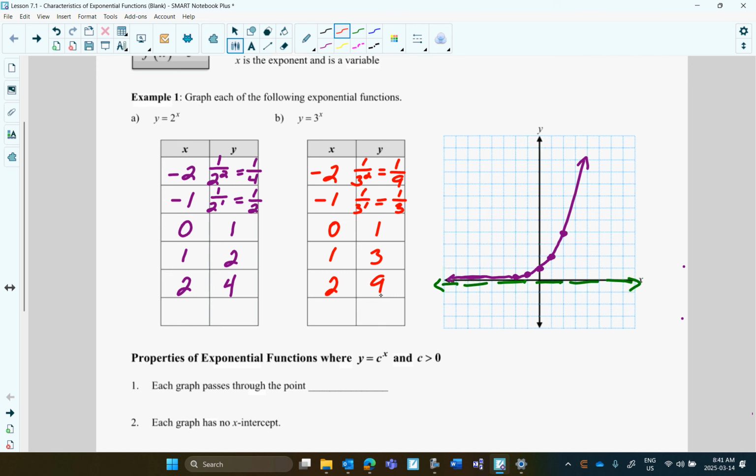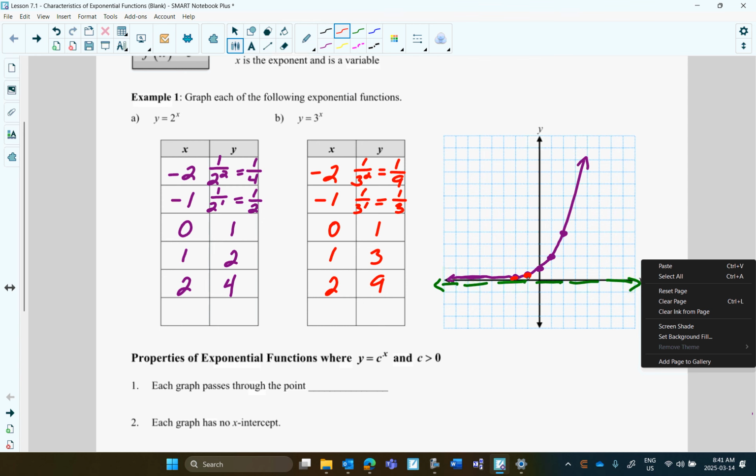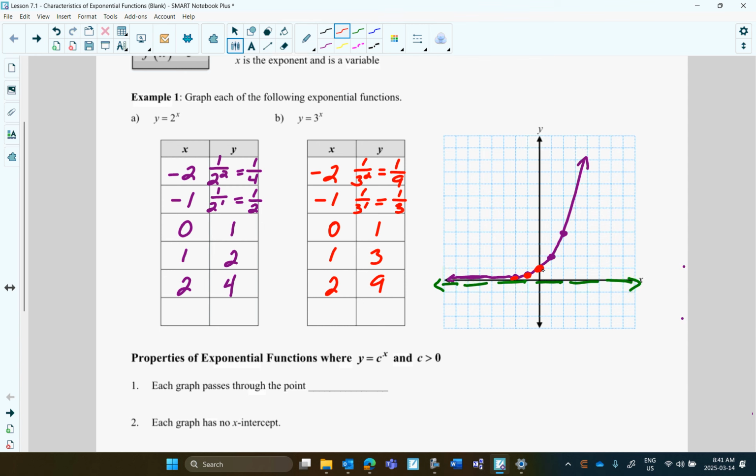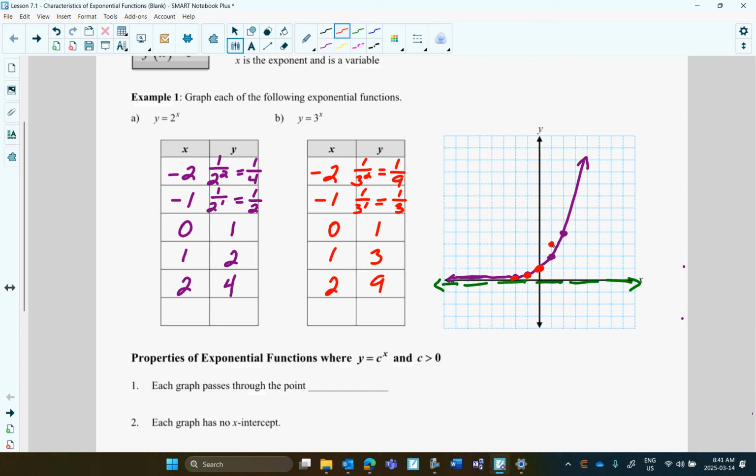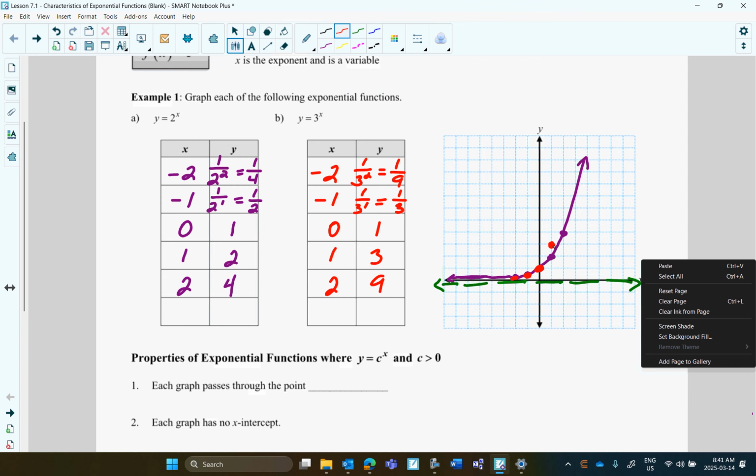So negative 2 is 1/9, it would be extremely close. Somewhere around there. A third, it would be a little bit lower than a half. Notice at 0, it's the same point, 1. And then it's 1, 3 and 2, 9.